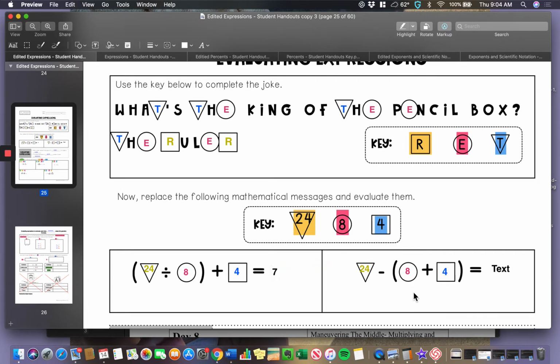Now for the next one, we have 24 being substituted into the blank, because our key tells us that the triangle is equal to 24. My key tells me that the circle is equal to 8, and the square is equal to 4. So 8 plus 4 is 12. 24 minus 12 is 12.